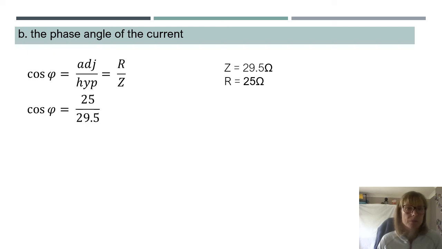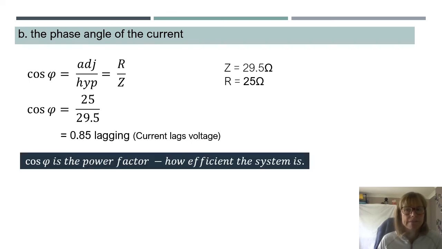So we've put our numbers into our equation, and cos phi is 0.85 lagging, and it's lagging, if you remember, because the current lags the voltage in an inductor. So this is a lagging power factor. So we've actually just found the power factor. Cos phi is your power factor. And that's telling you that this system's about 85% efficient. There you go, how efficient the system is.